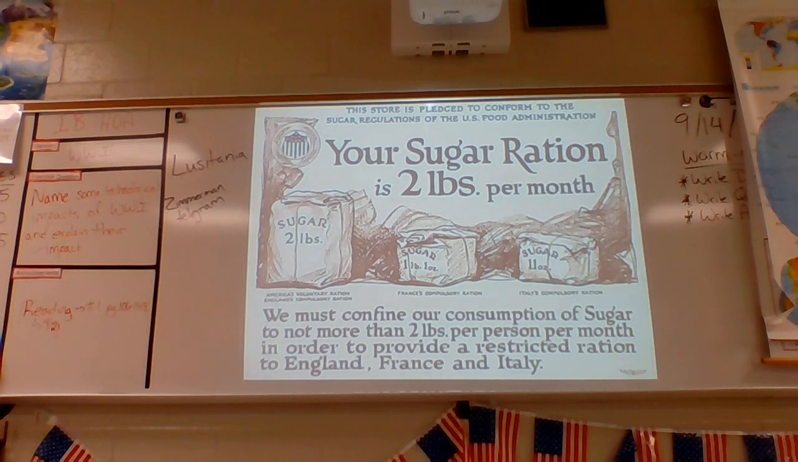You do see rationing during this, and people would have to have ration cards where you could only get a certain amount of whatever good you're looking for. Right there it says 2 pounds per month in order to provide a restricted ration to England, France, and Italy.